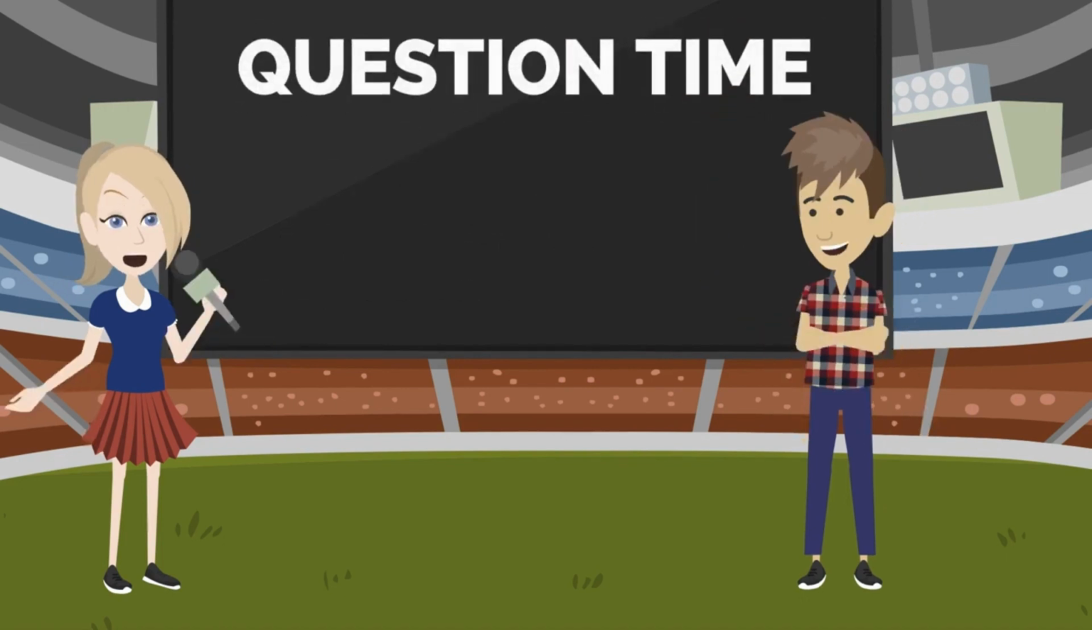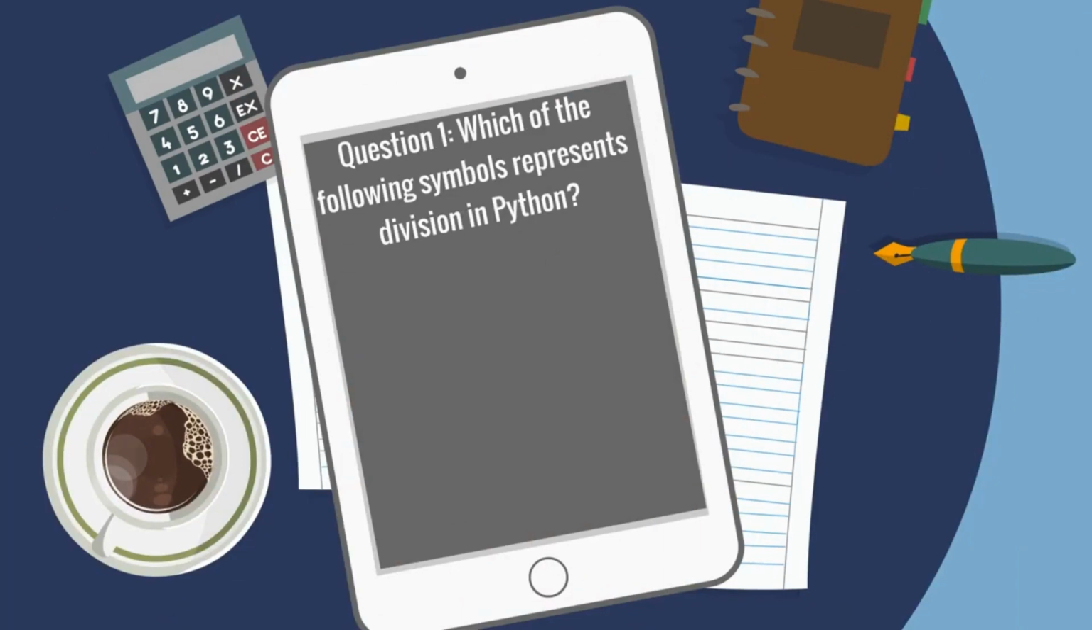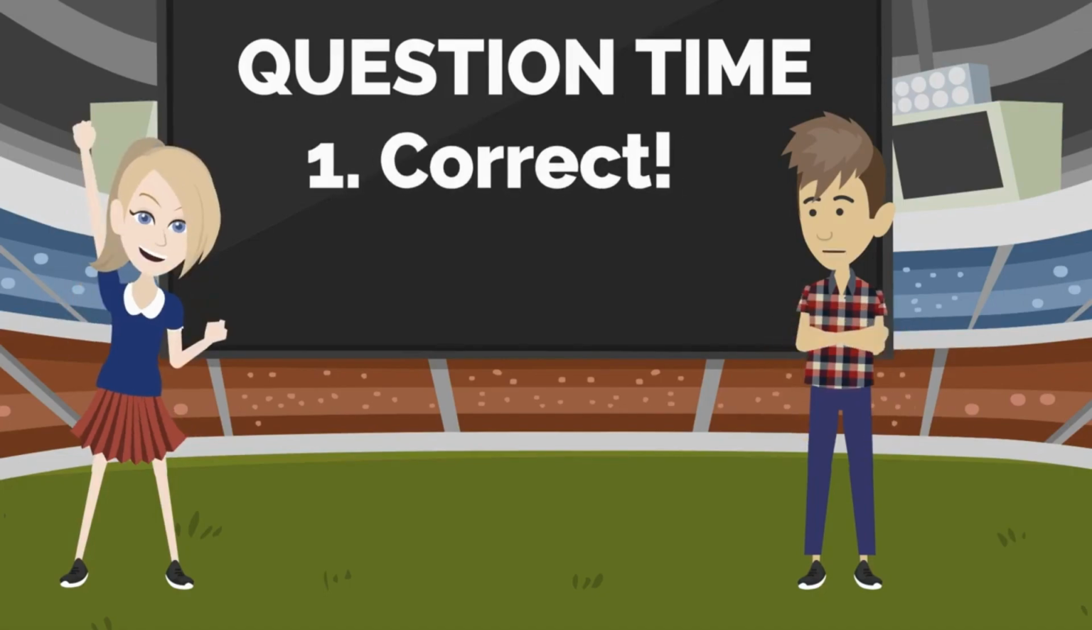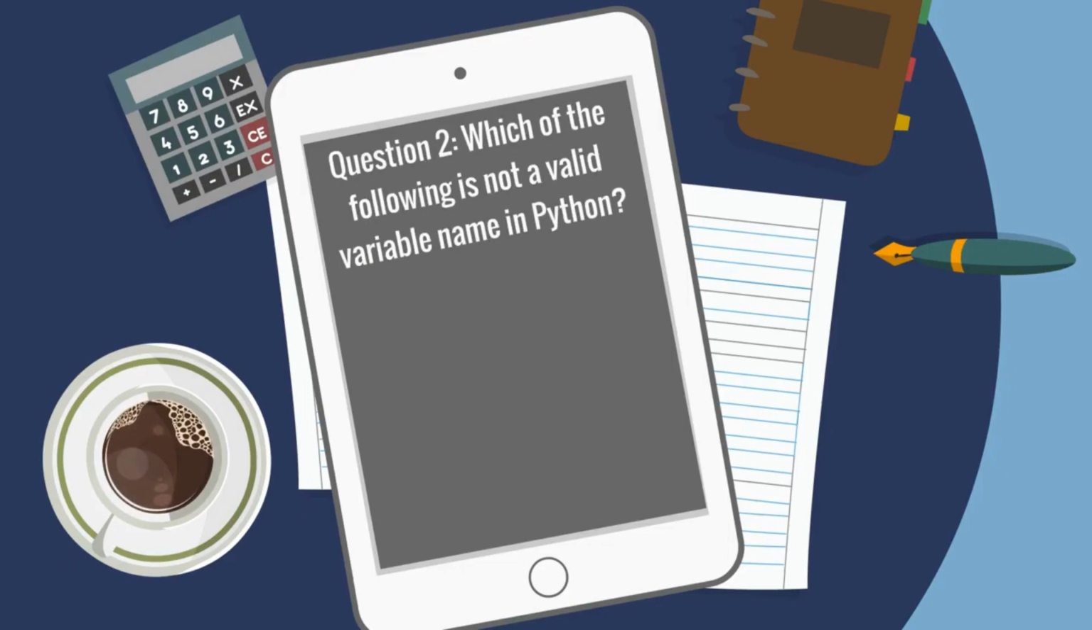Okay, I'm ready. Question 1. Which of the following symbols represents division in Python? A, plus sign. B, asterisk. C, hyphen. D, backslash. E, underscore. The answer is D, backslash. That's correct.